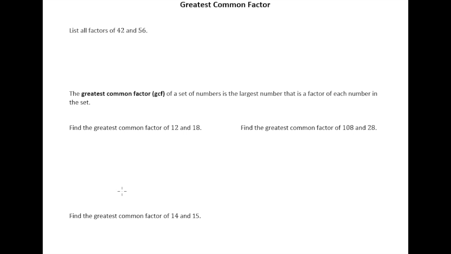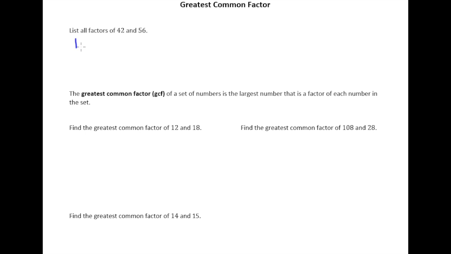In this lesson we're going to look at the greatest common factor of a set of numbers. Now we're going to start with the example of listing all factors of 42 and 56. This is something you've been asked to do before back in chapter 1. So remember what we do here is we start real easy.